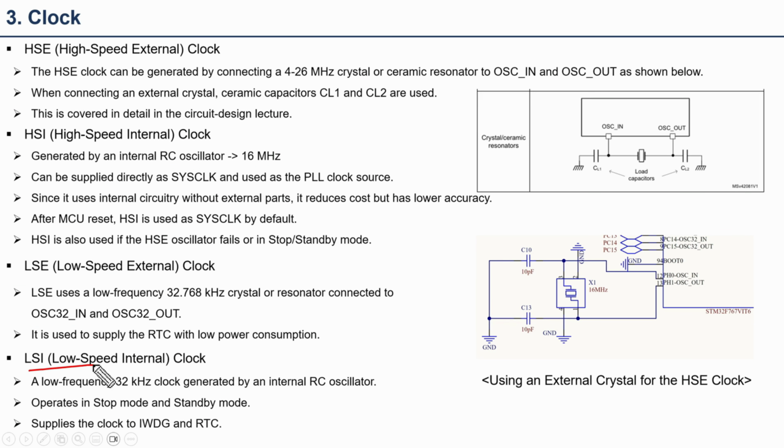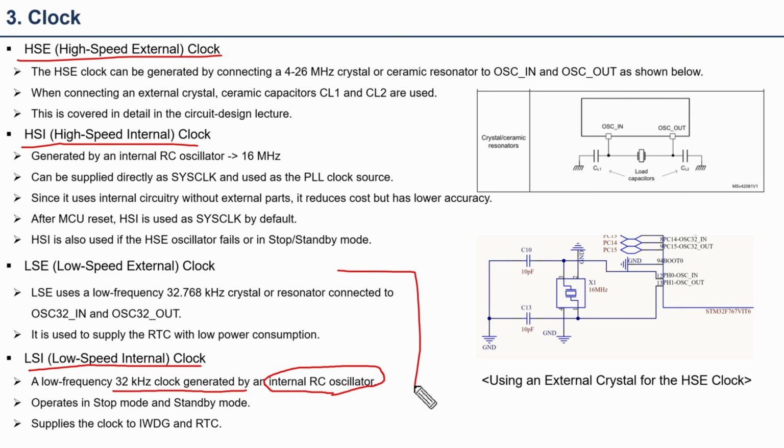There's also LSI, the low-speed internal clock. It's a very low frequency, 32 kHz clock generated by an internal RC oscillator. And like HSI, since it uses an internal RC oscillator, it's relatively less accurate. In this course, we'll configure clocks using HSE and HSI. For details on LSE and LSI, please refer to the reference manual or datasheet.